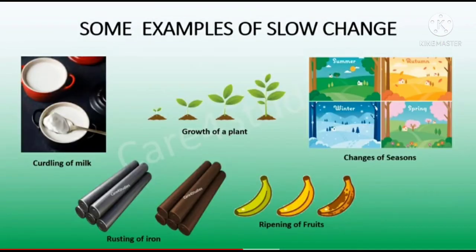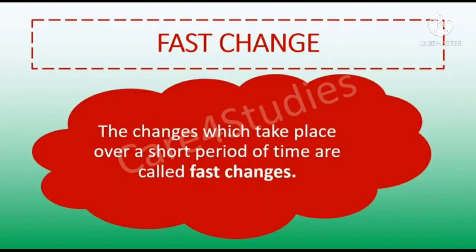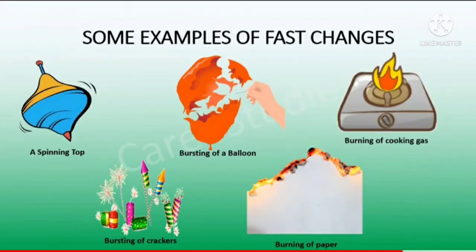Some of the examples are curdling of milk, growth of a plant, changes of seasons, rusting of iron, ripening of fruits, etc. Then what is a fast change? The changes which take place over a short period of time are called fast changes. Some examples of fast changes are a spinning top, bursting of a balloon, burning of a cooking gas, bursting of crackers, burning of paper, etc.